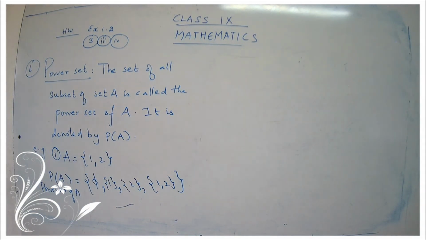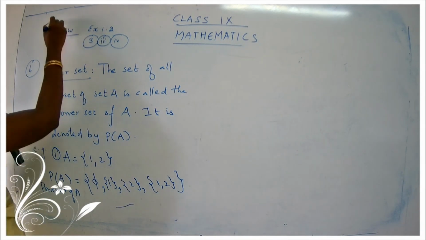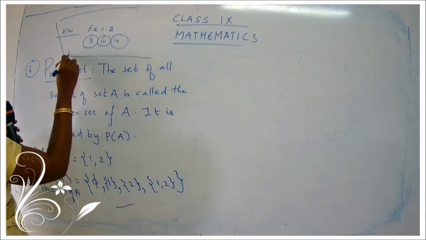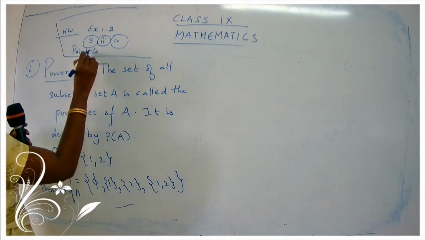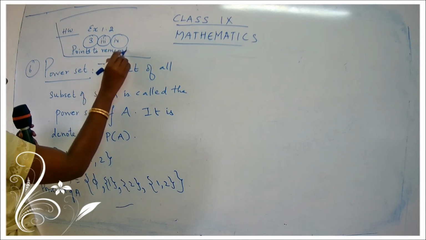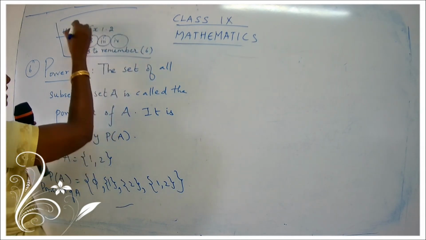Clear, children? Okay. So now your homework is to complete exercise 1.2. Which sum have I given you? From question number 3, the third subpart and the fourth subpart is your homework. And one more thing. Today we have taken down 6 points to remember. Plus you have to write down all the points one time. Total 6 points we have done along with the examples.